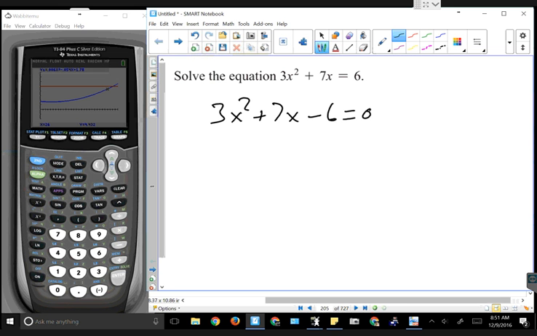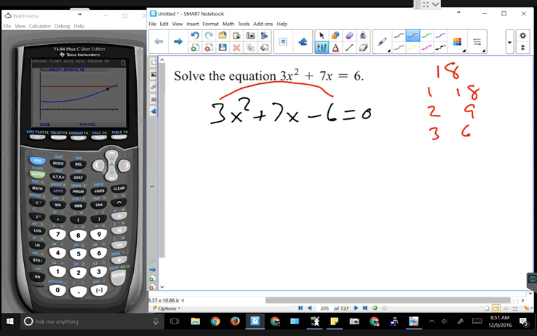Okay? Now, I can't factor that 3 out of the 7. That just isn't going to happen. So, I got to take a look at the 3 and the 6. When I multiply those together, I get 18. So I want to take a look at the factors of 18. So 1 and 18. Let's see, 2 and 9. 3 and 6. And that should be it, correct? Those are all the factors.